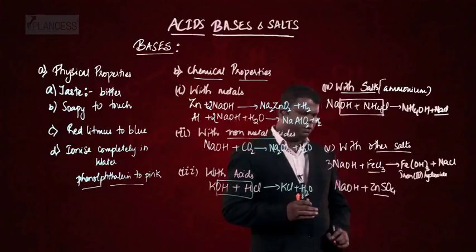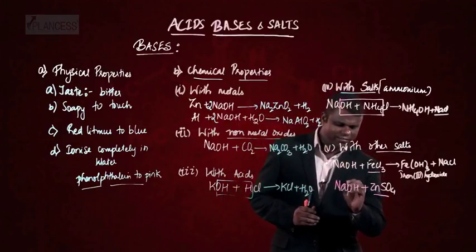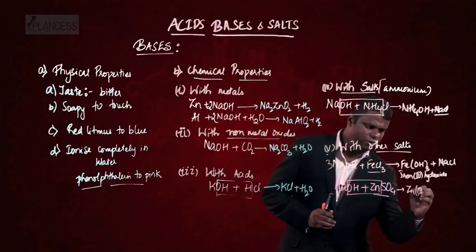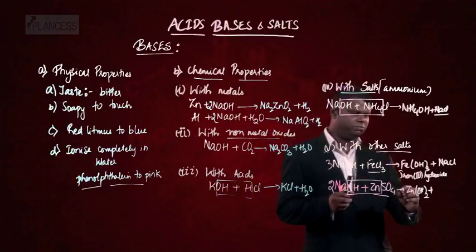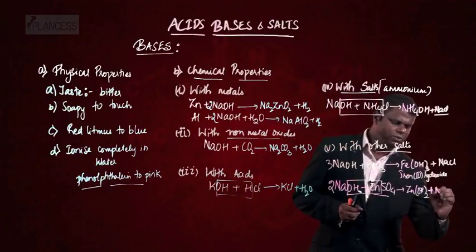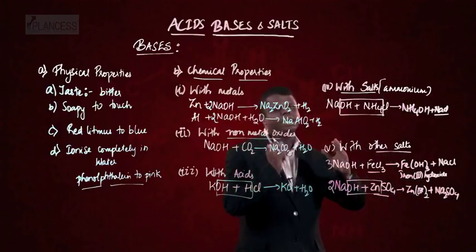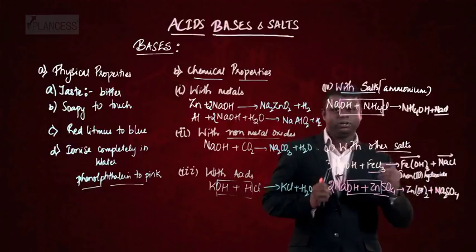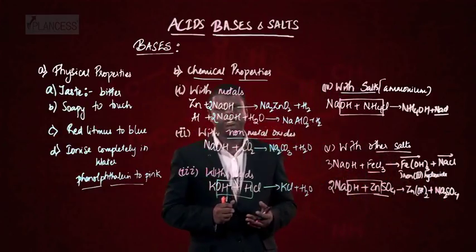Similarly, sodium hydroxide reacts with zinc sulfate. So in this case, you have zinc hydroxide getting formed. You have Zn(OH)2. Sodium hydroxide reacts with zinc sulfate to form zinc hydroxide and sodium sulfate, which is Na2SO4. That means one base reacting with other salt to form another base and another salt. So this was basically the reactions and physical and chemical properties of bases.